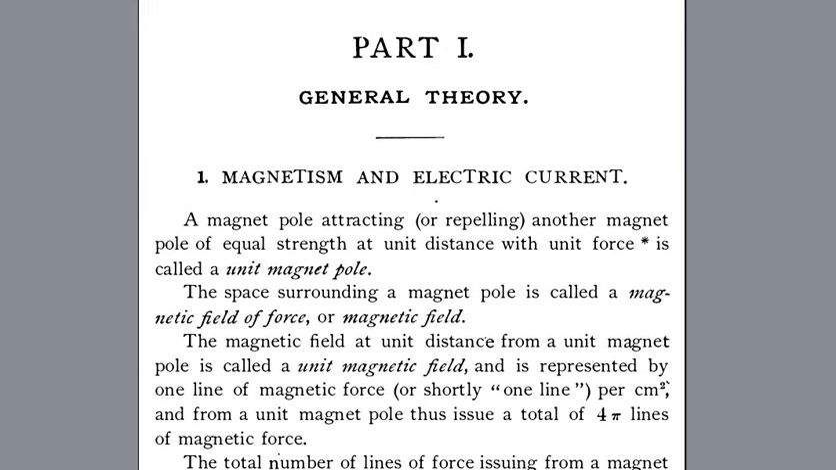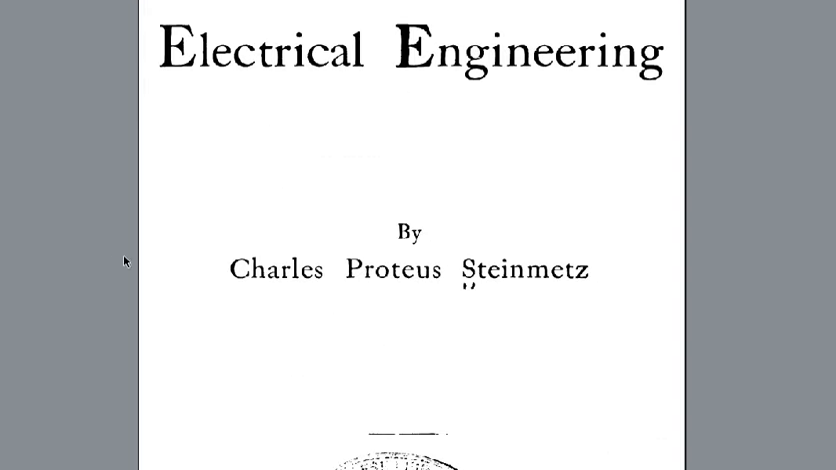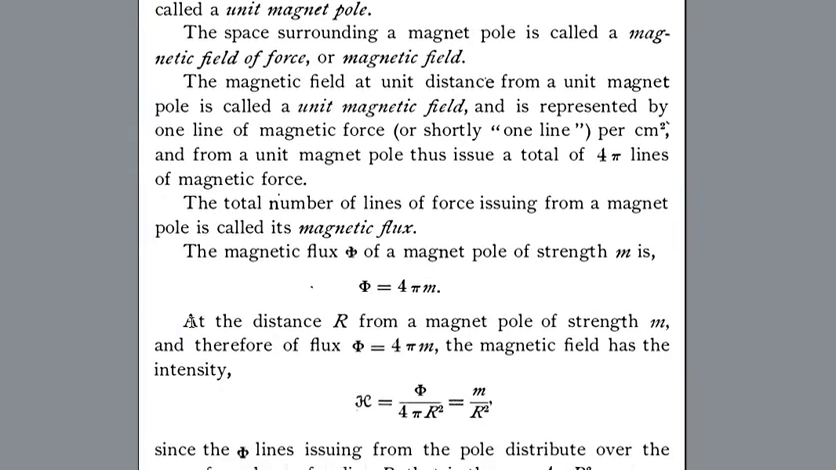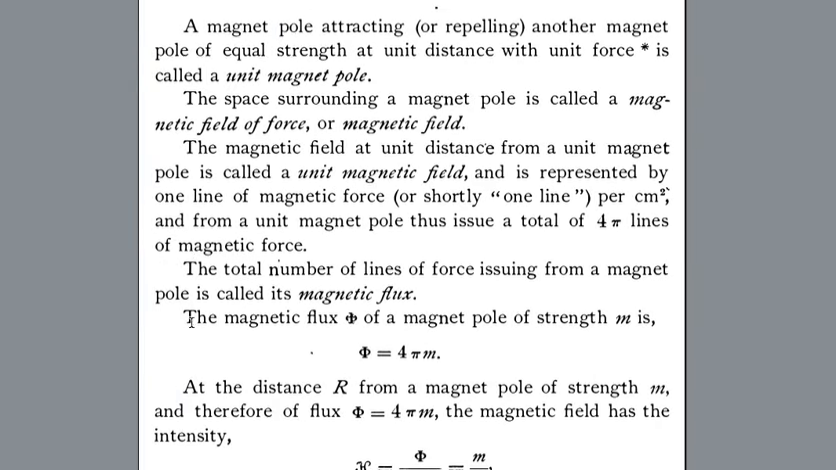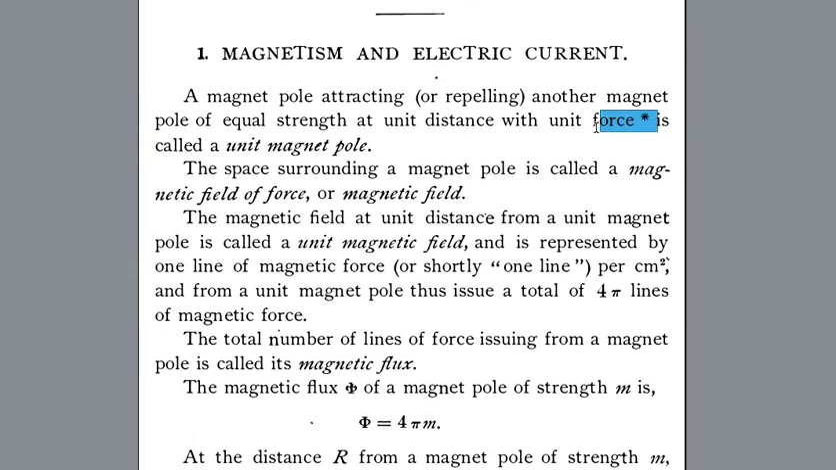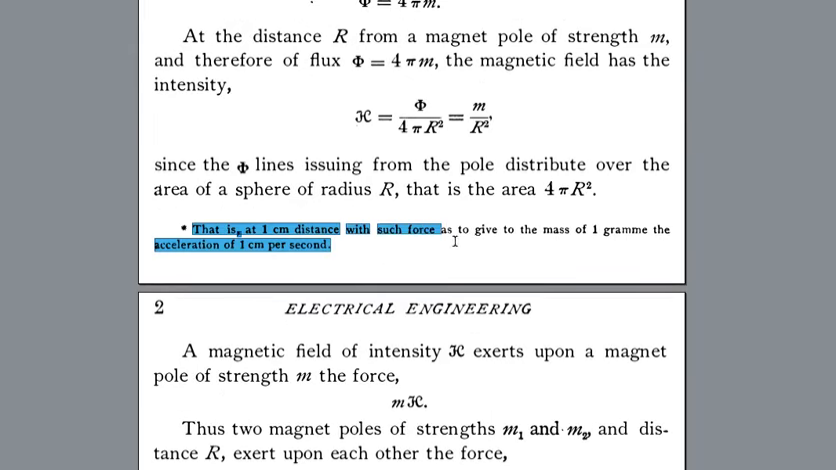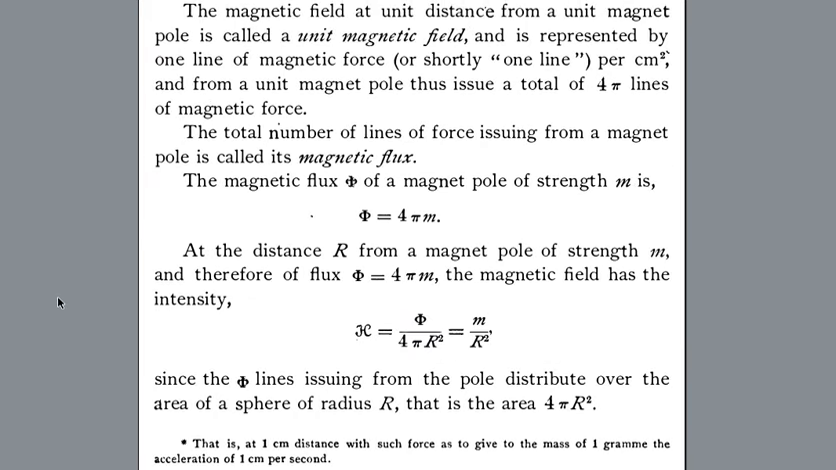The space surrounding a magnet pole is called a magnetic field of force or magnetic field. The magnetic field at unit distance from a unit magnet pole is called a unit magnetic field and is represented by one line of magnetic force per square centimeter. From a unit magnet pole, a total of 4π lines of magnetic force issue. The total number of lines of force issuing from a magnet pole is called its magnetic flux.